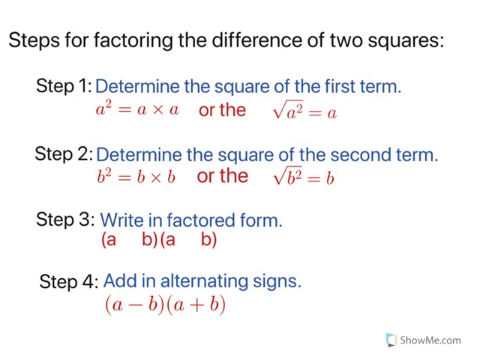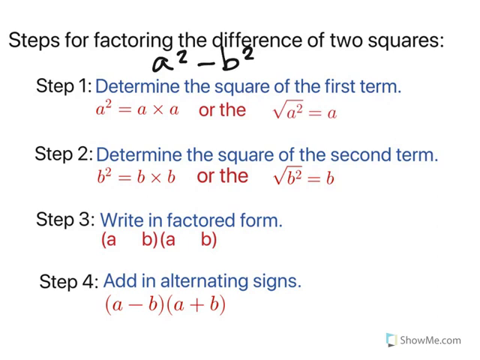The main steps for factoring the difference of two squares. Step 1. Determine the square of the first term. Our first term, when we look at the initial formula of a squared minus b squared, is the a squared. Therefore, when we need to determine the square of the first term, we look at a squared. A squared equals a times a, or the square root of a squared equals a.